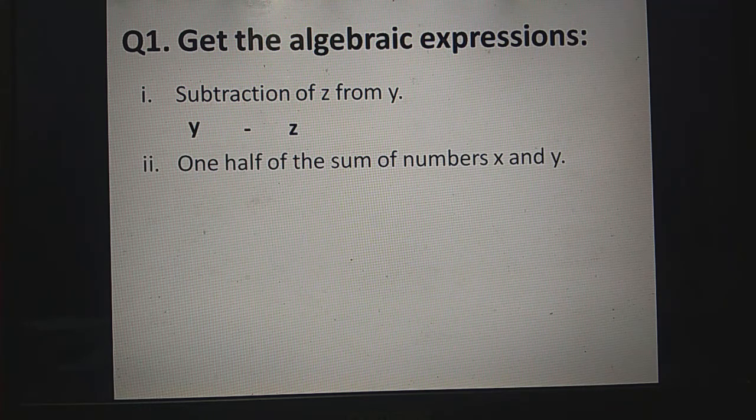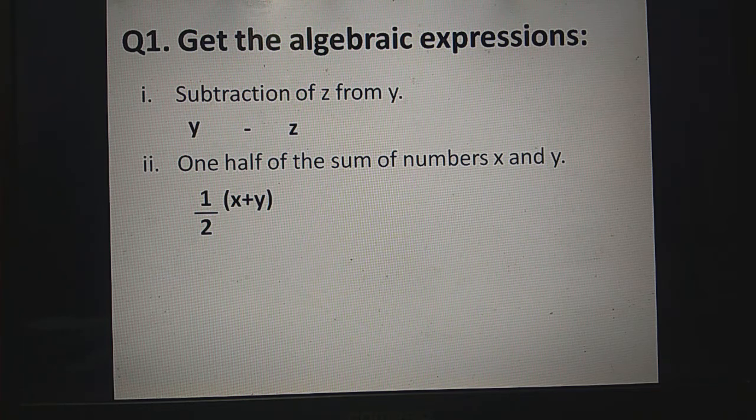Second statement is 1/2, that is 1 by 2 of the sum of the numbers x and y. The sum of the number, first you have to calculate and then you have to multiply the sum by half. So you will write half for multiplication. No need to put it. You will just write sum in the bracket. Is it clear? We are not supposed to write multiplication sign. So you will get half in the bracket x plus y. This is half of the sum of number x and y.